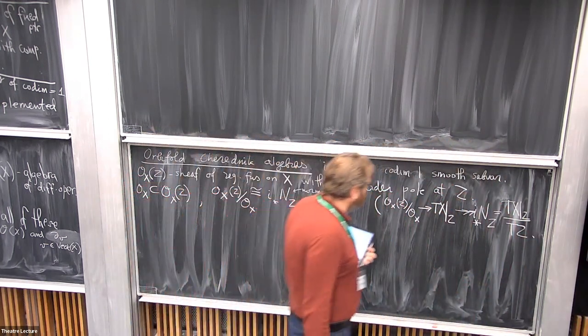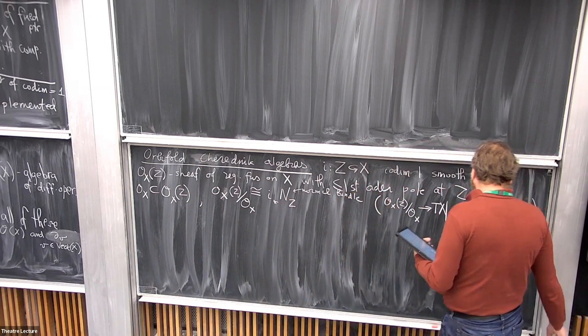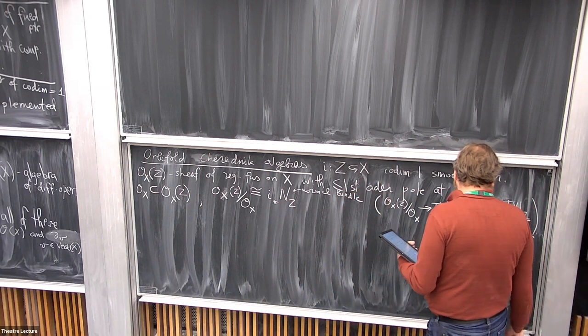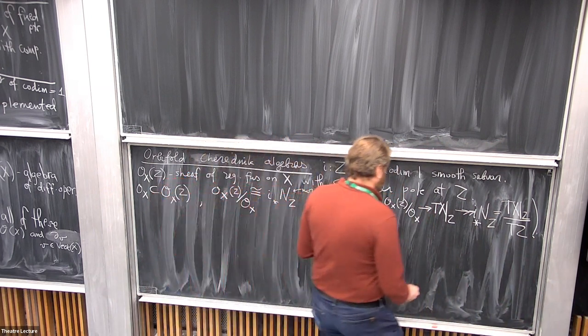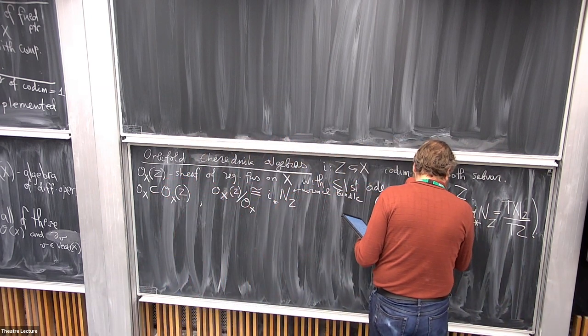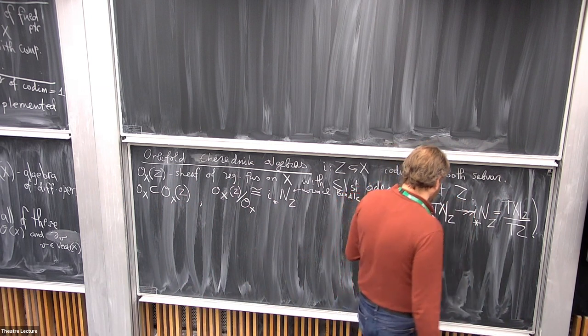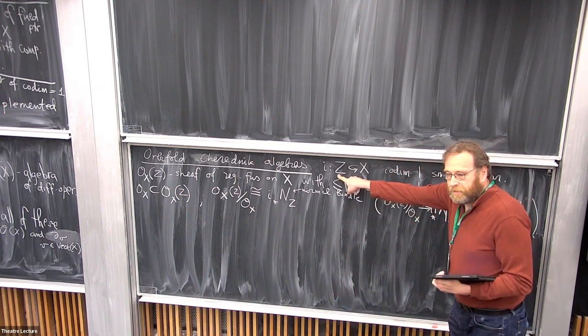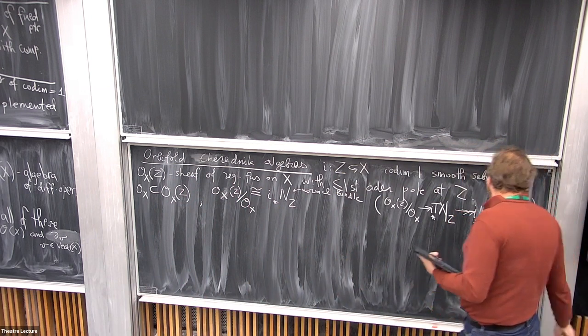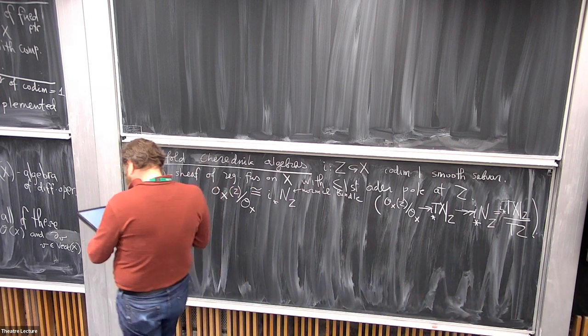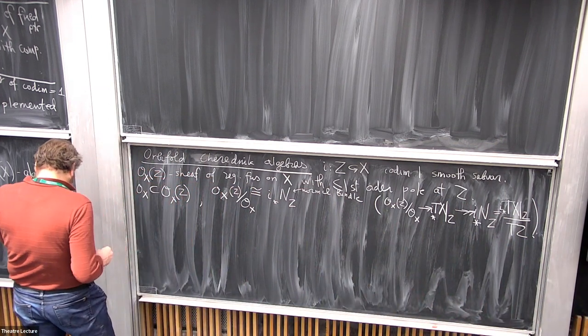X at Z, TZ. Maybe I should say i lower star. I is what I think it is. It's the embedding. Yes. Oh, yes. Thank you. Okay. So we have this kind of simple formalism.